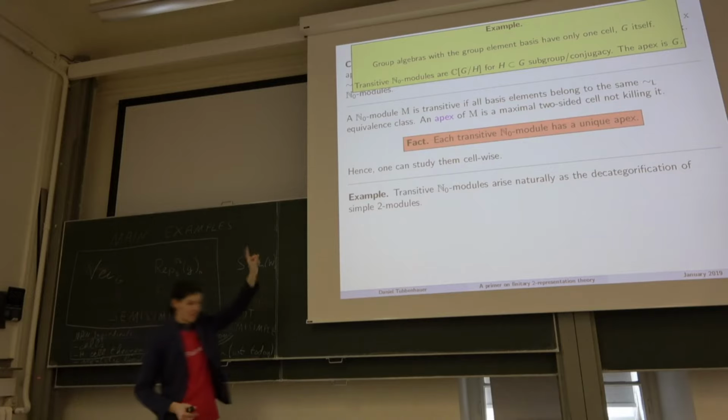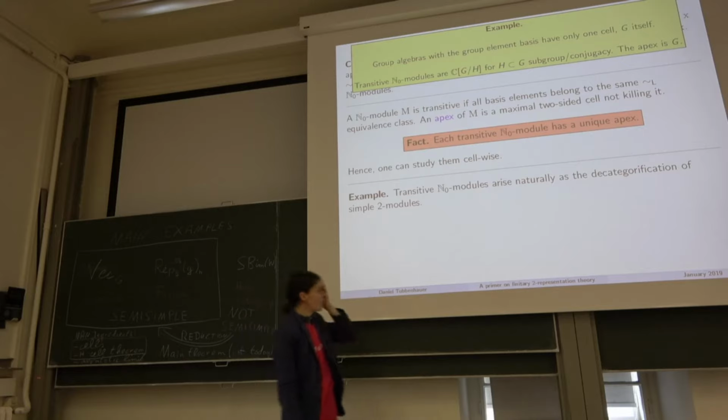Okay, let's do one example. Let's do it live. For group algebras, okay? What happens for group algebras if you fix a group basis? I told you already that 1 is always in the minimal cell, okay?